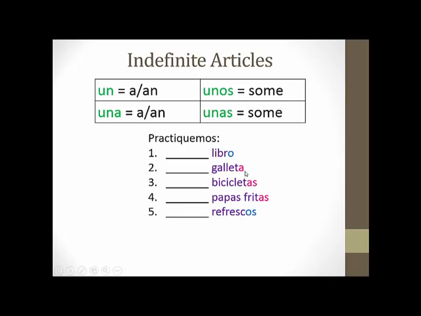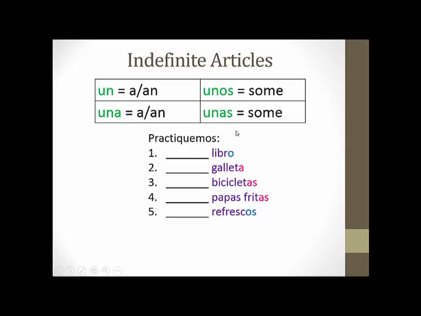Let's look at number 2, galleta. Galleta ends in an a, not an s, so we know it's singular, and it's feminine because it ends in an a, so we need to choose the feminine indefinite article. Una galleta means a cookie. Look at number 3, bicicletas. Well, it ends in an s, so we know it's plural. We need to go over to the right side of the chart and choose one of those. So the indefinite article that goes with bicicletas needs to be not only plural, but feminine, just like the word bicicletas. Notice it ends in as, so our best choice is unas. Unas bicicletas means some bicycles.